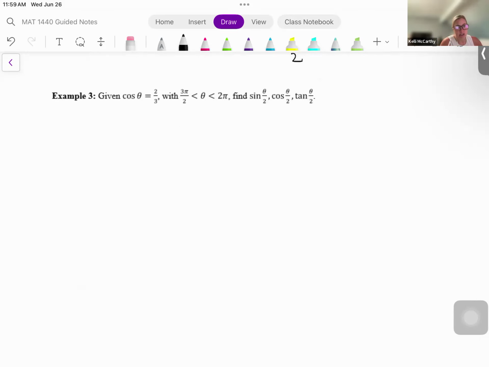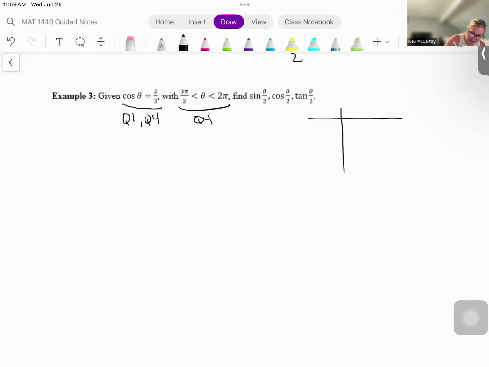Given cosine of theta is 2/3 and theta is between 3 pi over 2 and 2 pi, find sine of theta over 2, cosine of theta over 2, tangent of theta over 2. So we're given that cosine is positive because cosine of theta is 2/3, which means theta is in quadrant 1 or quadrant 4 based on that piece of information. Then it also tells us that theta is between 3 pi over 2 and 2 pi, which is quadrant 4.